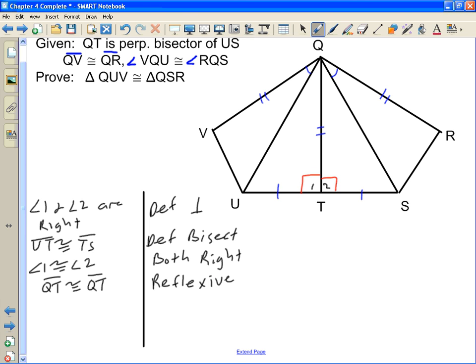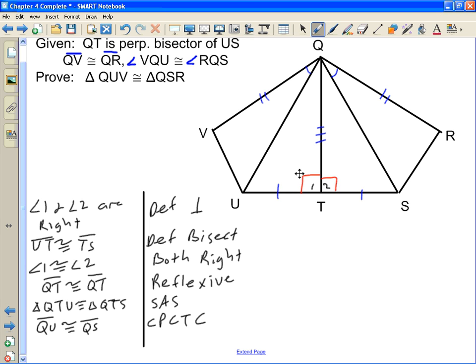Okay, so I'll mark that. And now I've got side angle side for the inside triangles. So triangle Q at the top down to the right angle at T over to the other angle U is congruent to Q at the top down to the right angle over to the other side by side angle side. Okay, so now I can say that QU is congruent to QS, because they're corresponding parts of congruent triangles, so they're congruent.